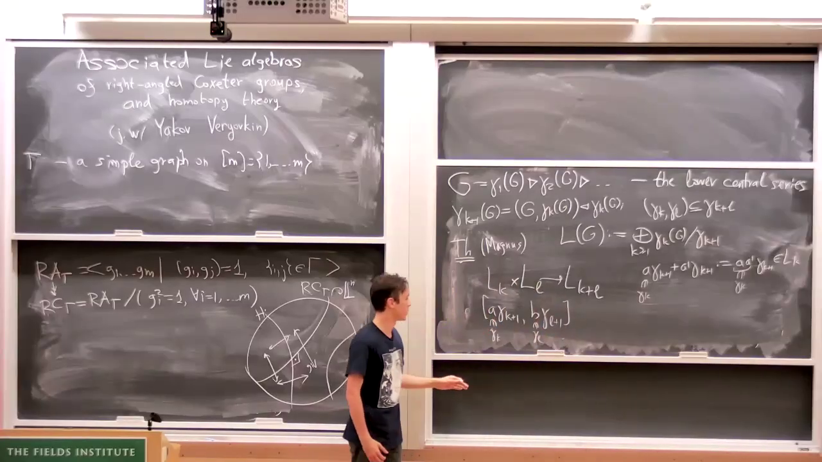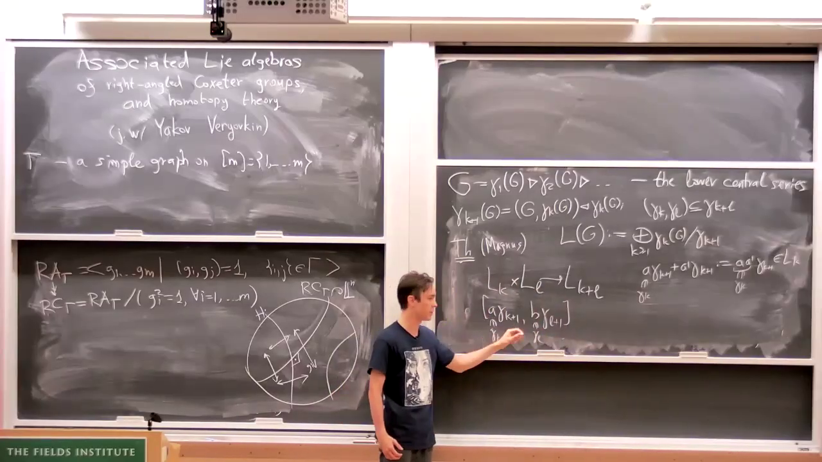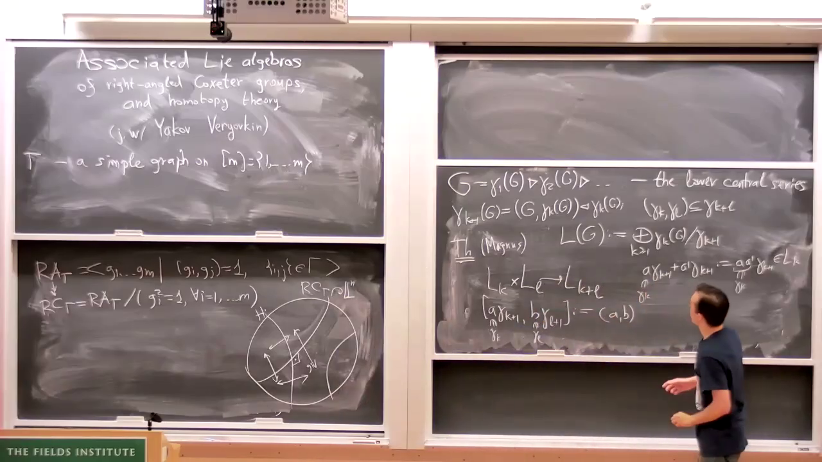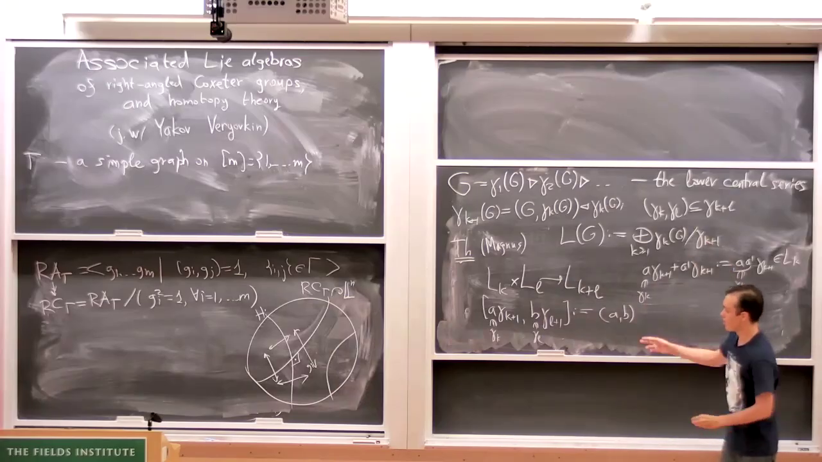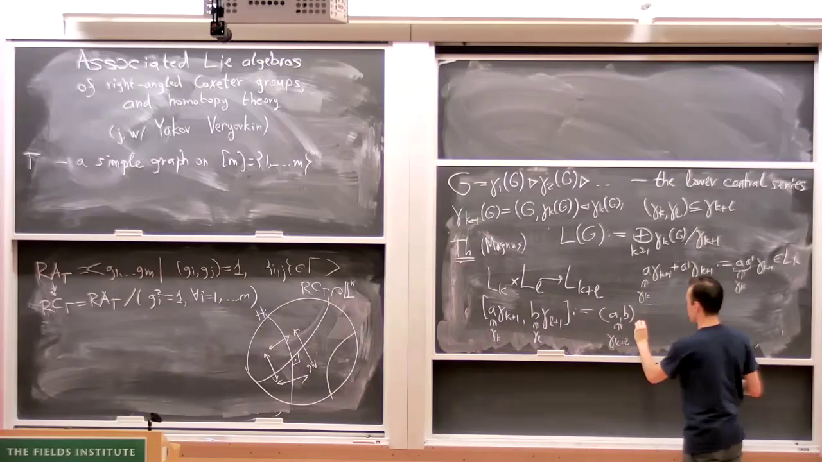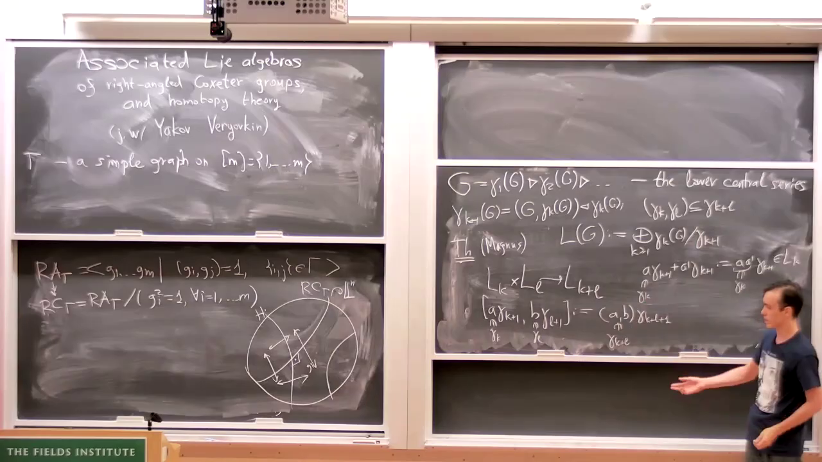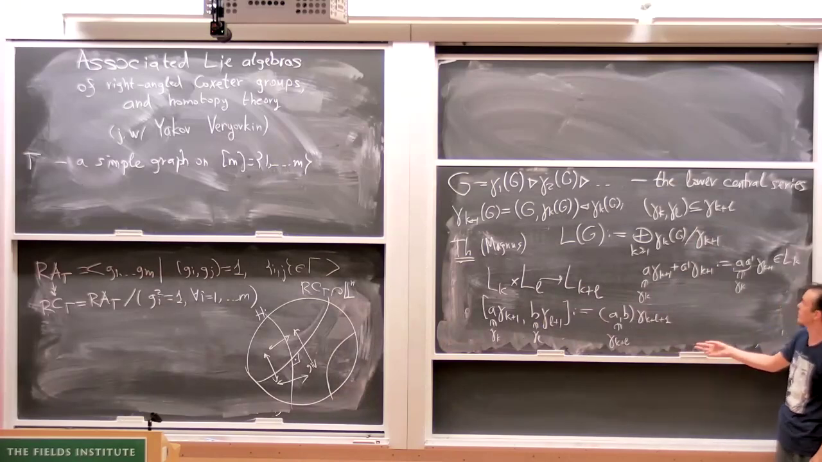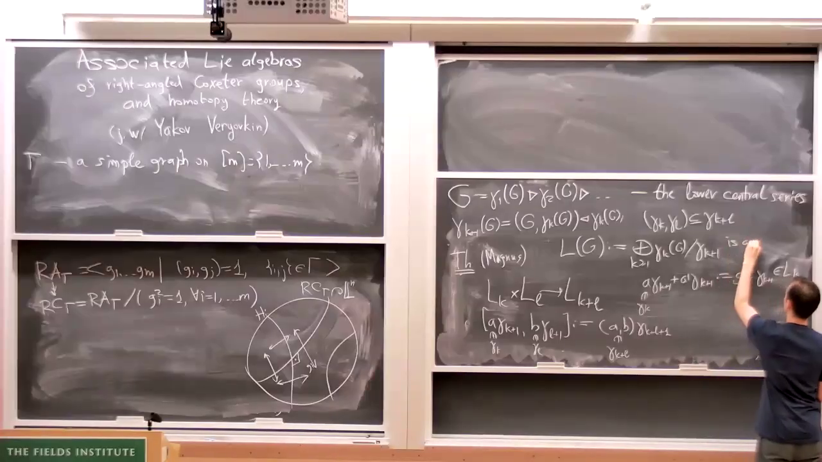So how do we define the bracket? We take the group commutator of a and b. By this property, it belongs to gamma k+l. So we can take the corresponding coset. And this gives us, in fact, a well-defined operation, which is bilinear, anti-commutative, and it satisfies the Jacobi identity. So the theorem is that it is a graded Lie ring.